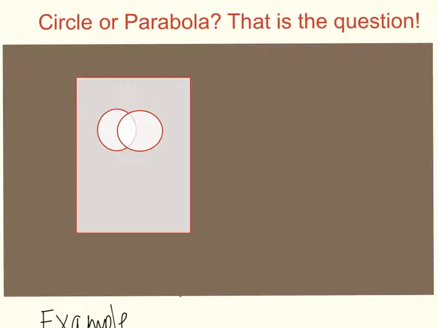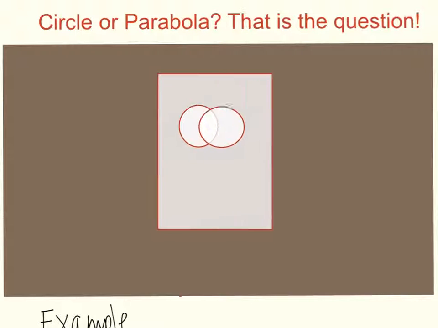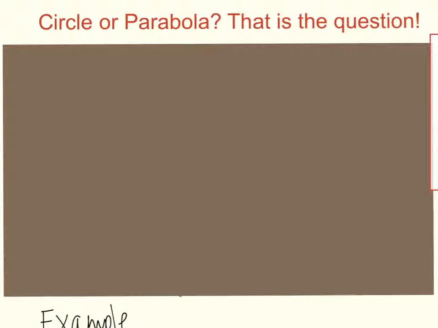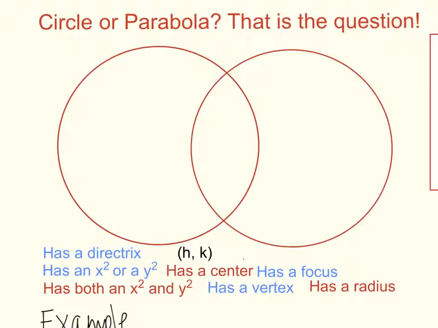In a moment, I'm going to reveal the two circles, and I'll show you what they should look like, what should be in them. But your job right now is to just write the title. So the title should say circle or parabola. That is the question, and that should be at the top of your paper. Okay, while you finish doing that, I'm going to move some stuff out of the way. So I'm going to move this over, and we're going to get rid of this covering here.